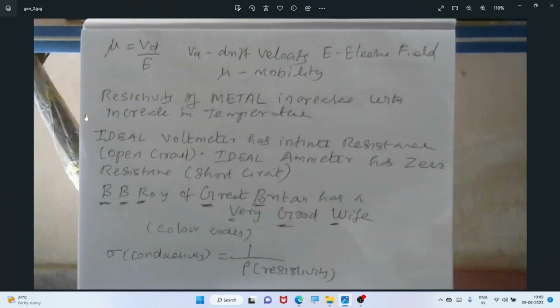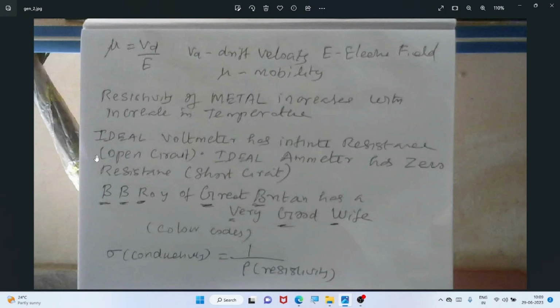The mobility equals Vd, the drift velocity, divided by the electric field. The resistivity of a metal increases with the increase in temperature. The resistivity rho of the metals will increase with the increase in temperature.